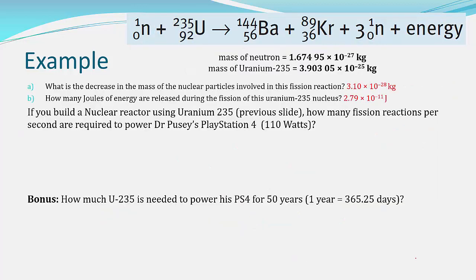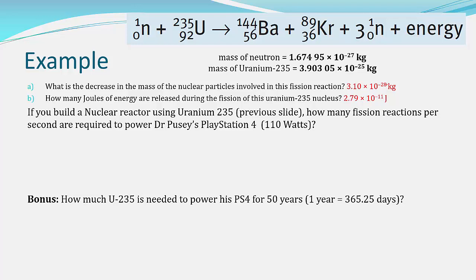Okay, so with this next example, what I'm going to do is illustrate just how much energy you can get from fission reactions using a real-world example. I'm going to continue on from the last example. We're looking at that same uranium fission reaction, and I've carried over some numbers that we worked out in the previous question. So the question I'm now asking is, if you build a nuclear reactor and you use that uranium-235, how many fission reactions per second are going to be required to power my PlayStation 4? The PlayStation 4 that I've got tells me it's 110 watts.